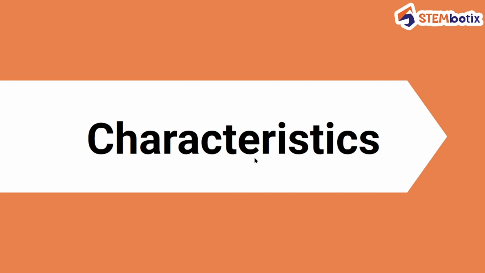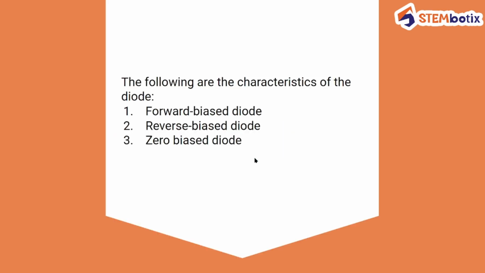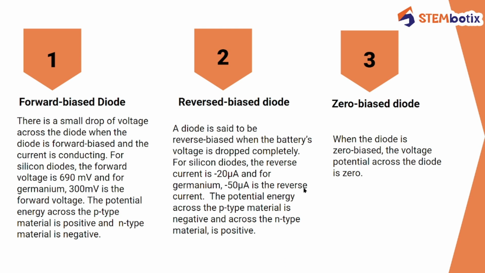Let's see the characteristics of diode. The following are the characteristics of diode: forward bias diode, reverse bias diode, and zero bias diode. In forward bias, there is a small drop of voltage across the diode, as we have just seen, when the diode is forward biased and the current is conducting. For silicon diode, the forward voltage is 690 millivolts, and for germanium, it is 300 millivolts. The potential across the P-type material is positive, and N-type it is negative.